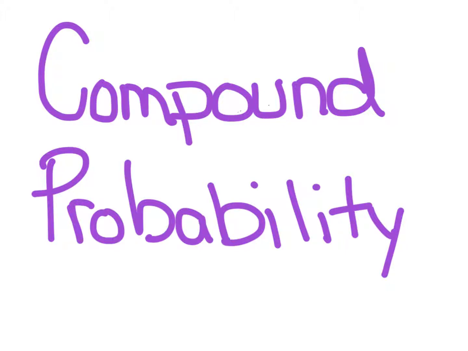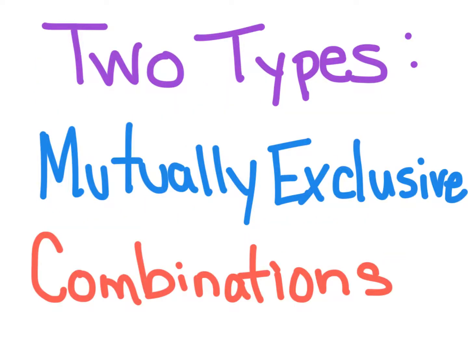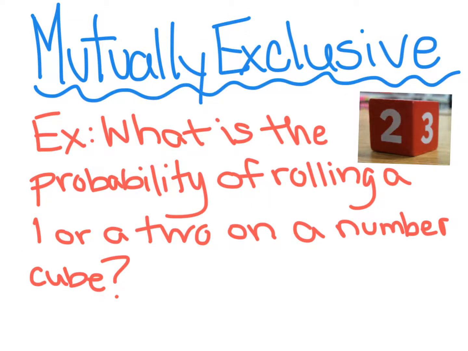All right, today we're going to take a look at compound probability. Here are the two types that we're going to take a look at: mutually exclusive events and combination of events. Mutually exclusive, that's where we're going to begin. Let's look at the first example.